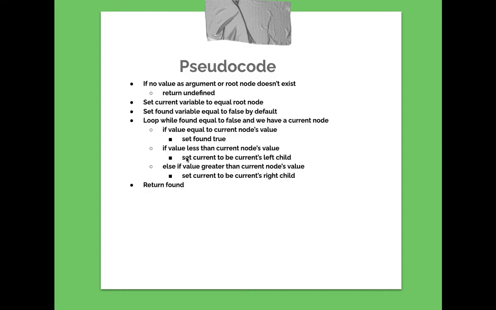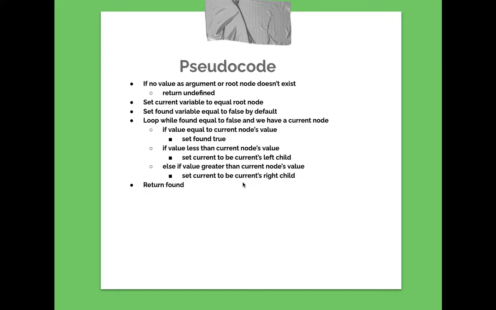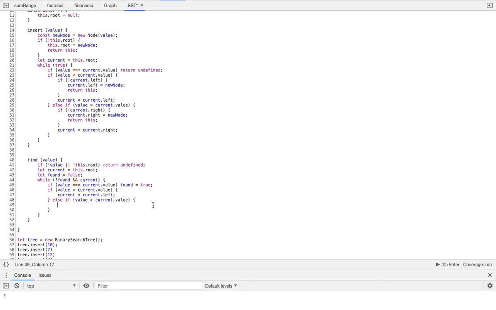So inside the if block, if value is less than the current node's value, then set current to be the current's left child. So we're going to reset current to now equal current.left. Now when it goes back again to restart the loop, the current variable will have a new value. Within the else if, it's the same thing, but we're setting current to be the current's right child. So here, current will be equal to current.right. And at the very end, we're just going to return the value of found, which again will be either true or false.